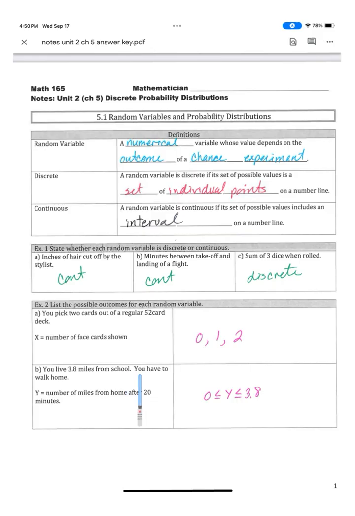You live 3.8 miles from school and you have to walk home. So y is the number of miles from home after 20 minutes. Maybe you're a fast walker and you just went straight home, didn't stop, didn't do anything else. So after 20 minutes, you're at home, so you're 0 miles away. Maybe for 20 minutes you decided to sit at school, talk to some friends, do some homework, you had a club meeting, anything like that. So you're still at school, which means you are still 3.8 miles from home. Or you could be on your way, which means you could be any number somewhere in between. So y is between 0 and 3.8.